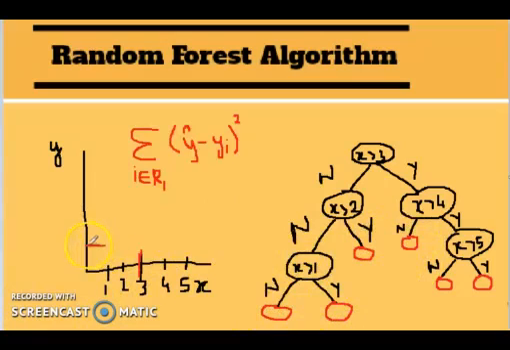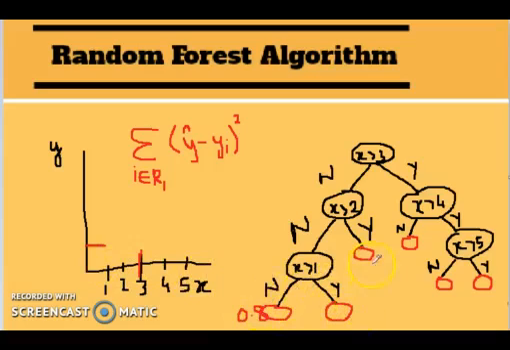Suppose this is the region R1, that is x less than 1. The squared error for region R1 is calculated as the summation of (y hat minus yi) the whole squared. So we choose a y hat for the region R1 such that it minimizes this whole squared error. Suppose we get the value 0.8; it is the minimum squared error, that is the average of all the y's in the region R1. So suppose this value is 0.8.